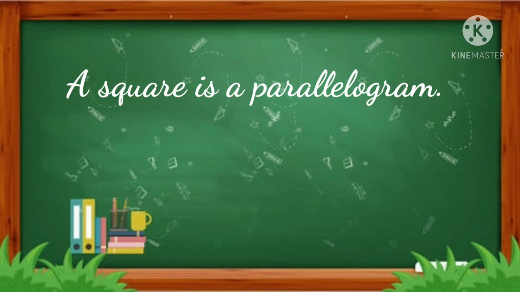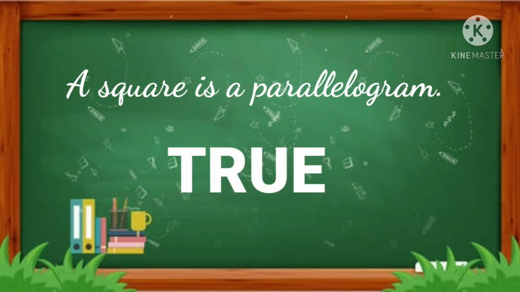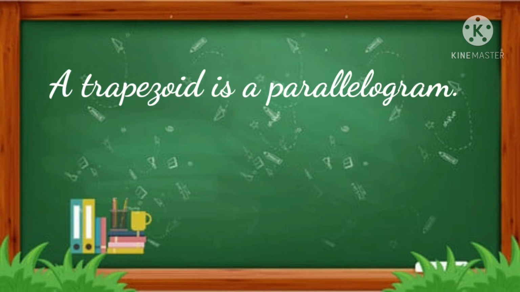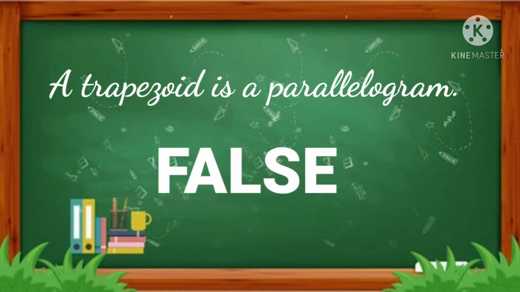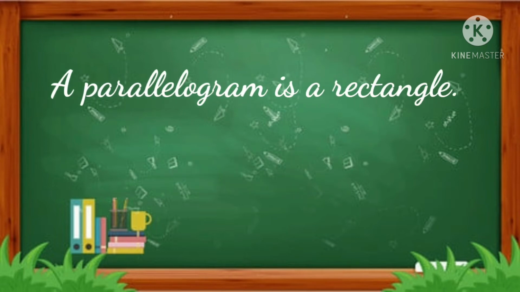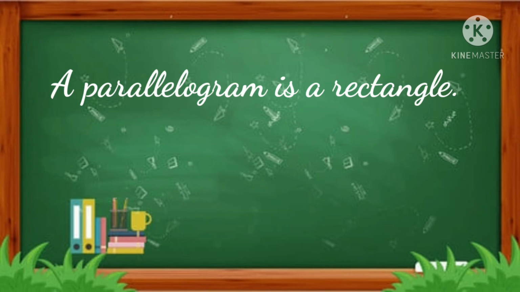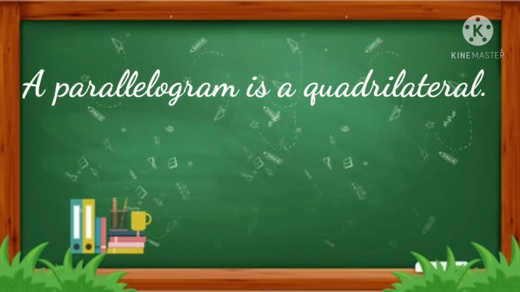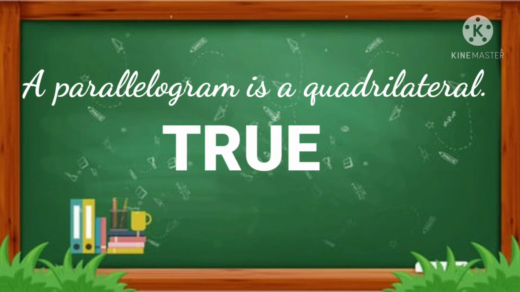A square is a parallelogram. The answer is true. A trapezoid is a parallelogram. The answer is false. A parallelogram is a rectangle. The answer is false. A parallelogram is a quadrilateral. The answer is true.